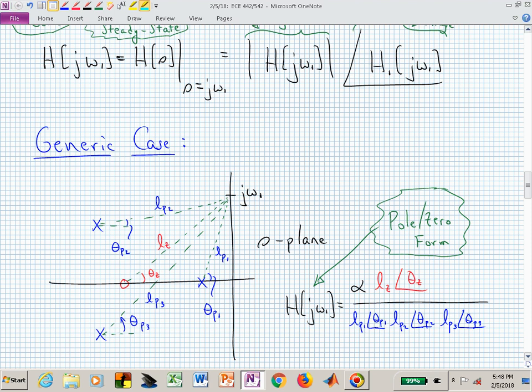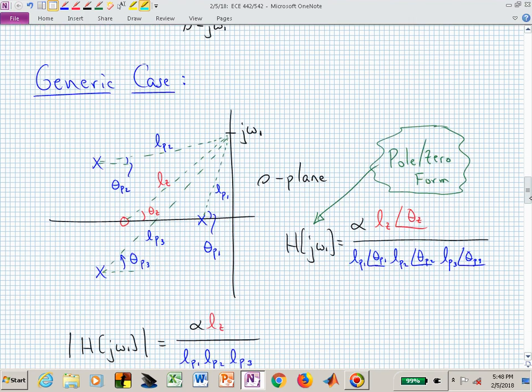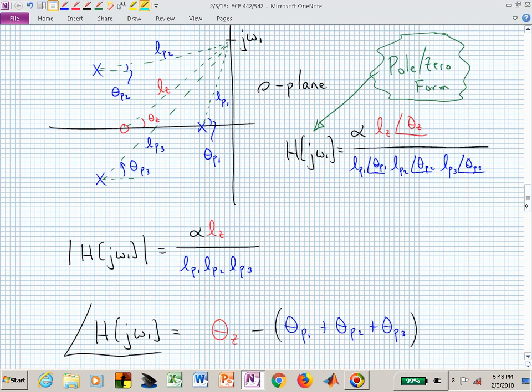This information for H of j omega 1 now can be separated and we simply use the length information, or the distances, to find the magnitude of H at that frequency, and the angle is just the angles of the numerator minus all the angles of the denominator. The denominators are downstairs, so you subtract those angles. The numerator angles are upstairs. Yes?